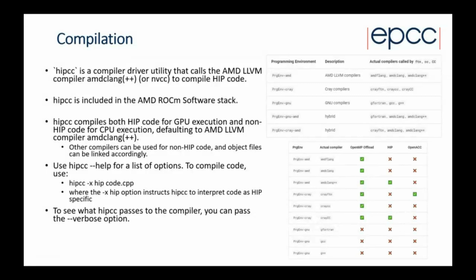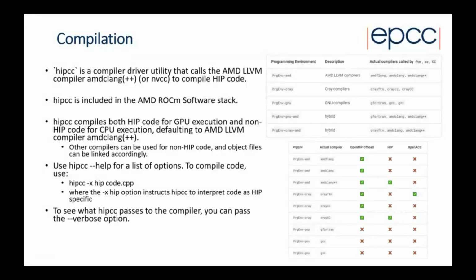So the HipCC compiler compiles both HIP code for the GPU execution and the non-HIP code for CPU execution. What it's actually doing underneath the hood is pointing to a CPU compiler. In some cases, you might want to switch out which CPU compiler that is, and there are commands to help you do that. But for now, we're not going to touch any of that. Just think of it as a compiler to do everything.